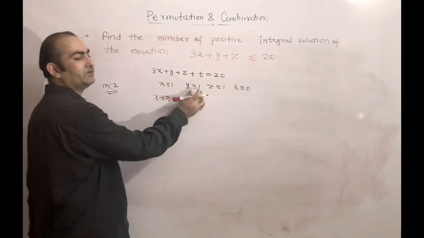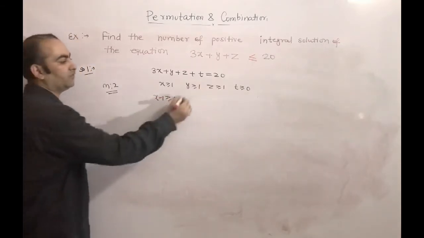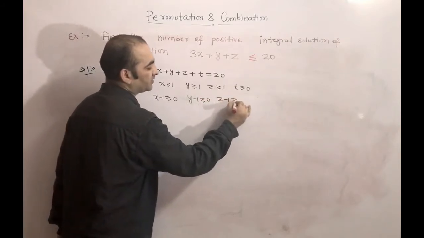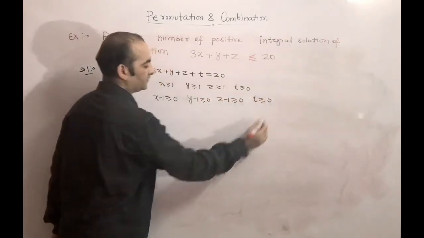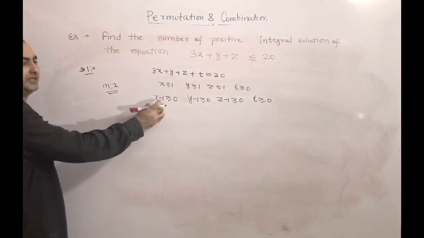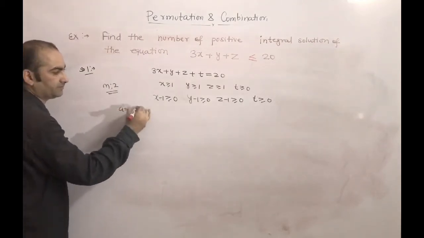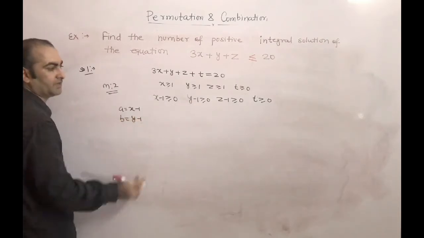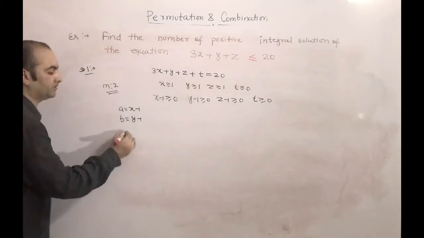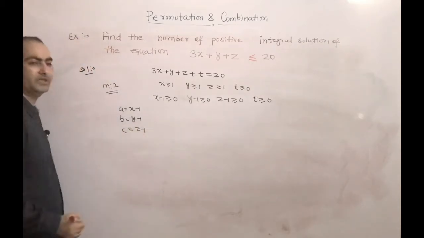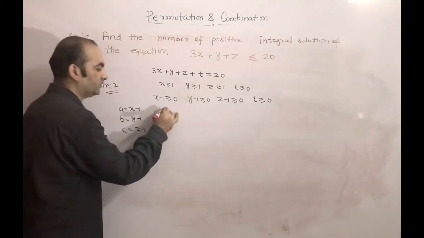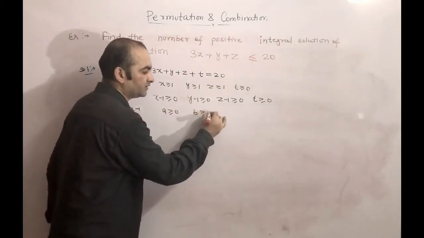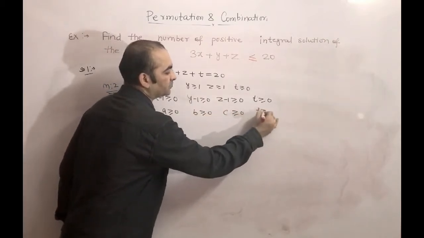Similarly, y is greater than or equal to 1, so taking 1 to the left hand side, y minus 1 is greater than or equal to 0. Similarly for z, z minus 1 is greater than or equal to 0. T stays as it is, greater than or equal to 0. We take x minus 1 as A, so A equals x minus 1. Similarly y minus 1 we assume as B, so B equals y minus 1, and z minus 1 we take as C, so C equals z minus 1. So here A is greater than or equal to 0, B is greater than or equal to 0, C is greater than or equal to 0 and T is greater than or equal to 0.